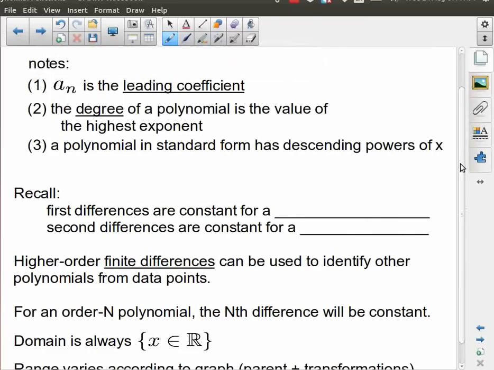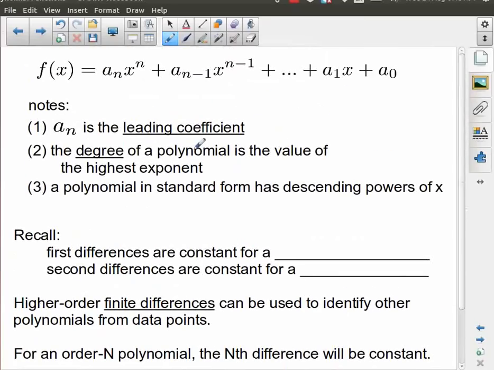Okay. Now, in this definition, I've said an is the leading coefficient, so that's the coefficient of the highest order term, and the degree is going to be the value of the highest exponent. So in this case, we have an order n. We're assuming that this is non-zero, and that's actually something I wanted to add in here, which is that an is not equal to 0. The highest order coefficient is not 0. Otherwise, that bumps us down one order.